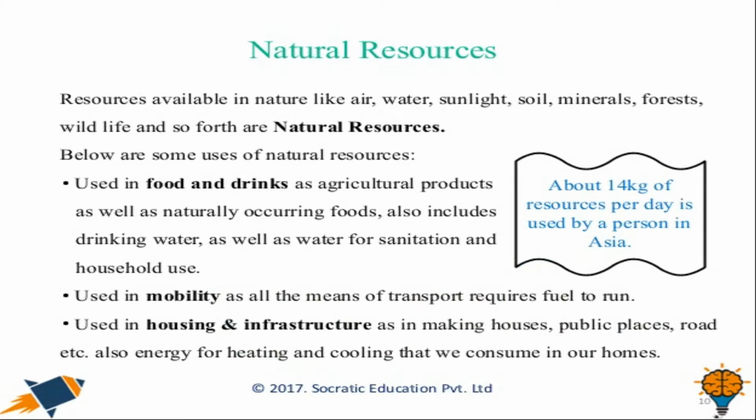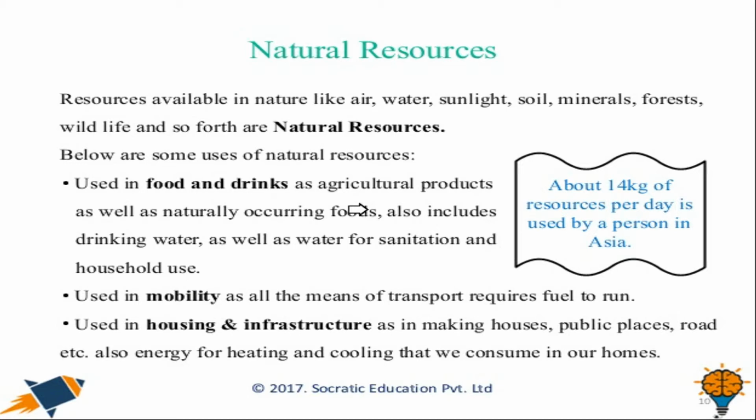Now we have natural resources. I think you all are aware of this topic. Natural resources like air, water, sunlight, soil, minerals, forest, wildlife, and so on. These resources which are occurring naturally are called natural resources. Without natural resources, we cannot imagine life. These are used everywhere, like food and drinks, in mobility, for example, for transport.